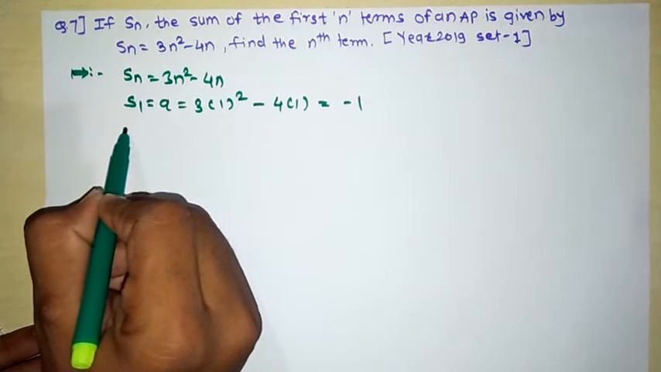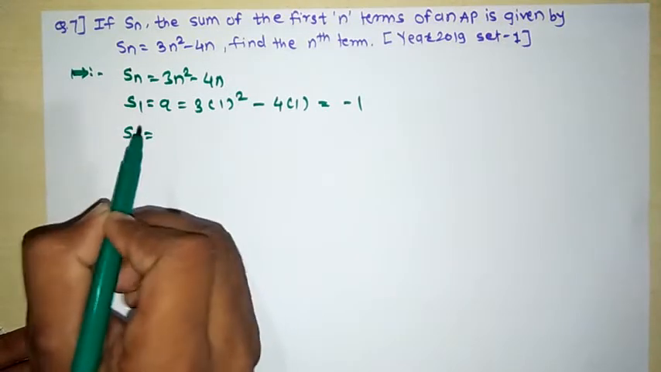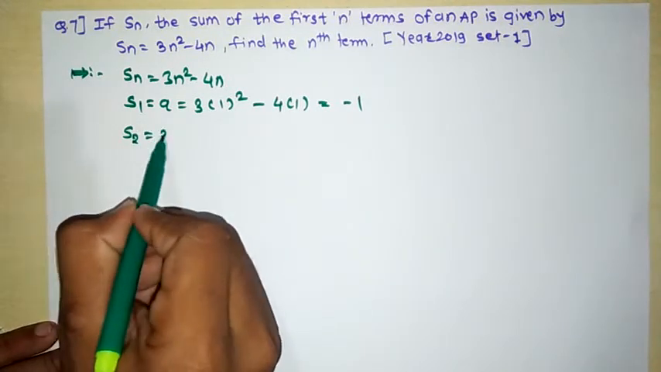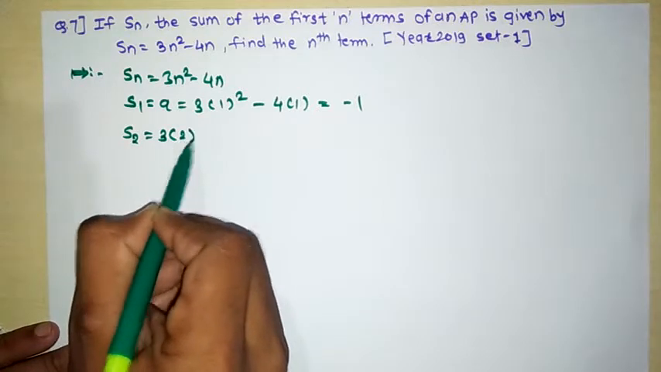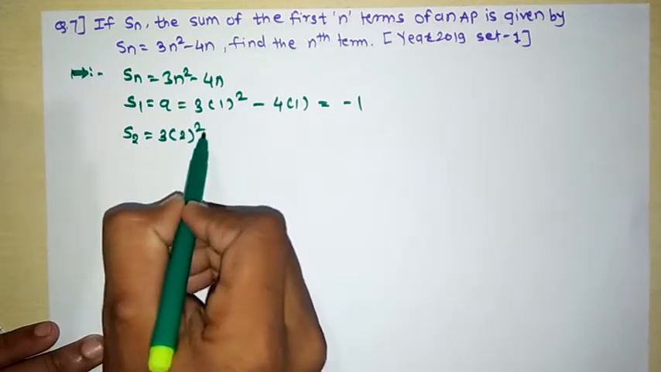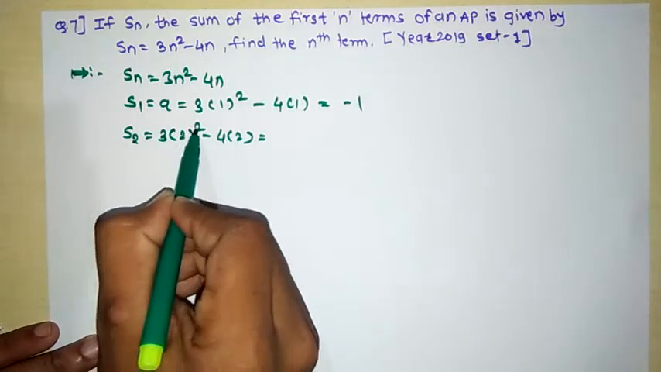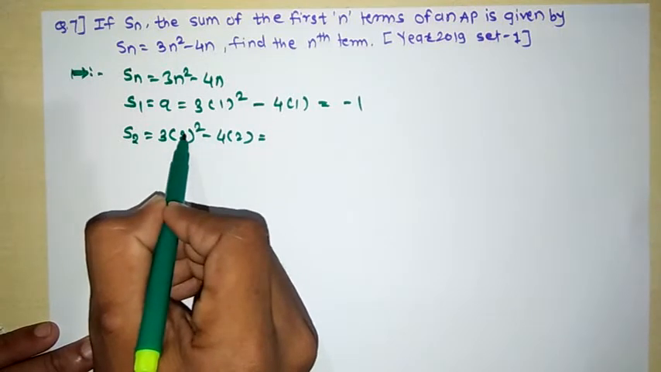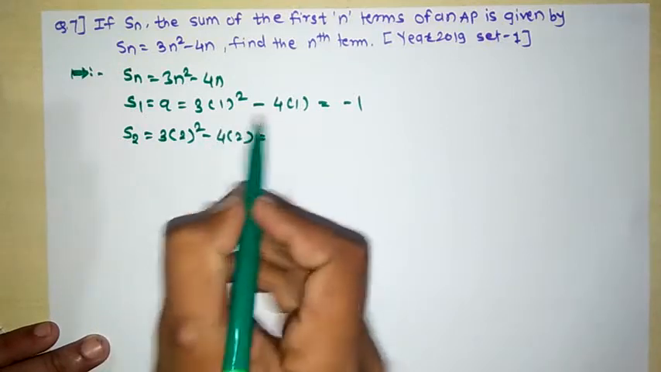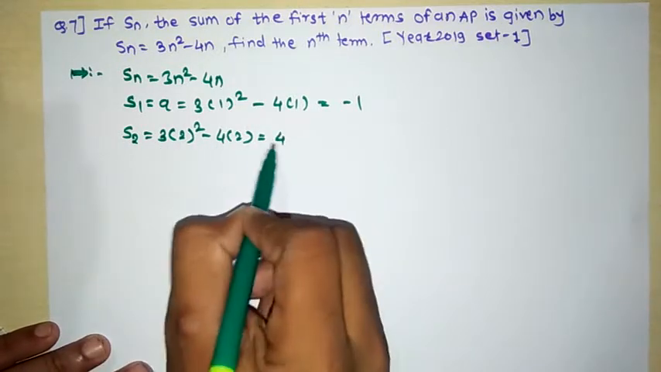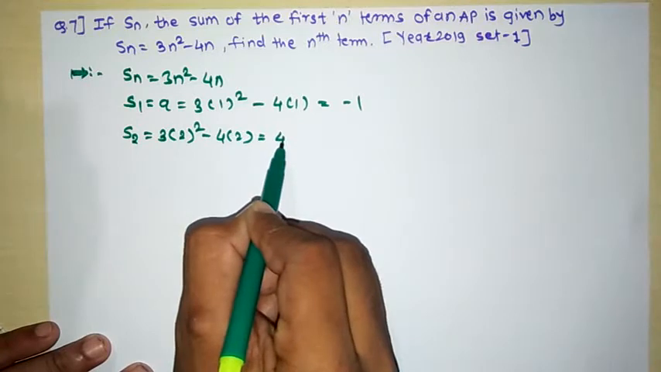Now similarly we have to find the sum of the first two terms, that is S2. Instead of n we have to write 2 here: 3 into 2 square minus 4 into 2, which is equal to 3 into 4. 2 square is 4. 3 into 4 is equal to 12. 12 minus 8 is equal to 4. Therefore we got sum of the first two terms is equal to 4.